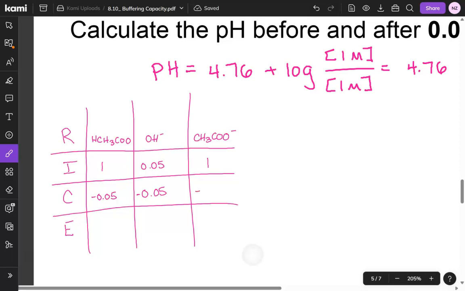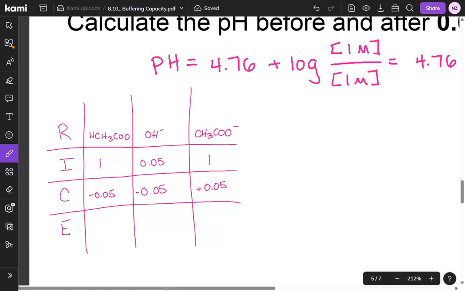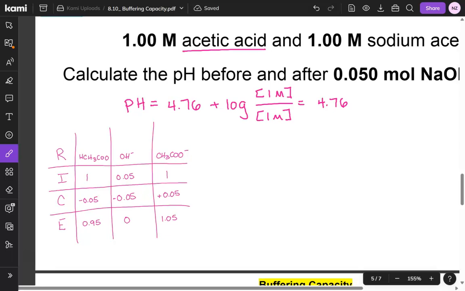And then our conjugate will go up. So we'll have 0.95. This will be 0, and then 1.05. So now let's plug into our Henderson-Hasselbalch equation. So pH equals pKa. For this acid, it's 4.76 plus log. Okay, this time we have a different concentration. It's going to be 1.05 molar over 0.95 molar. Okay, so we plug this in. We get 4.80 as our pH this time.